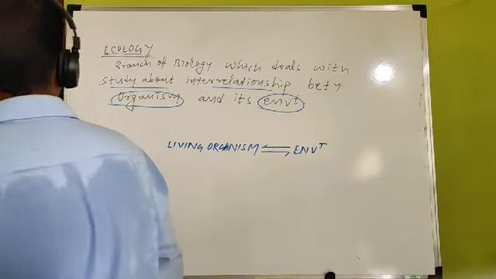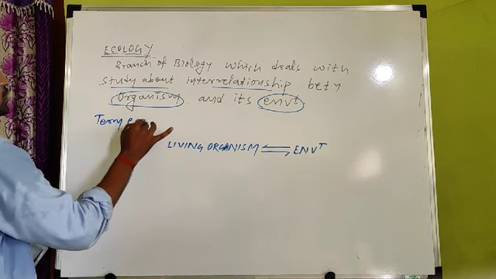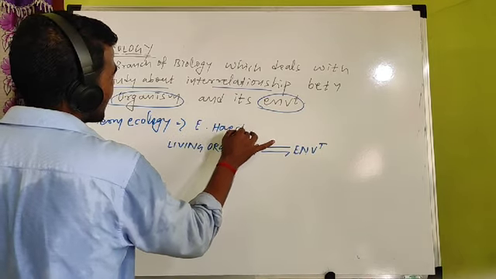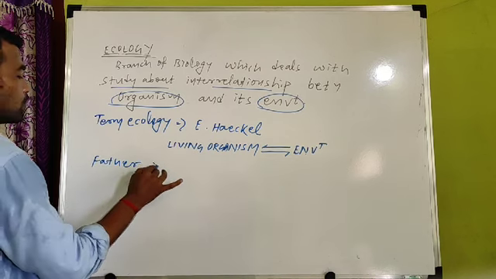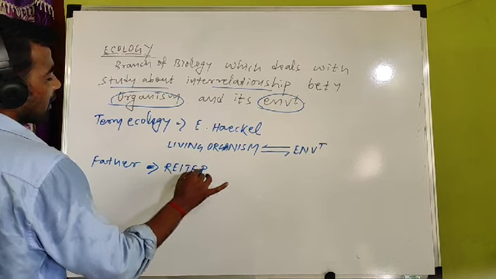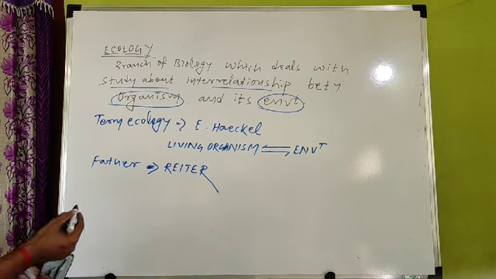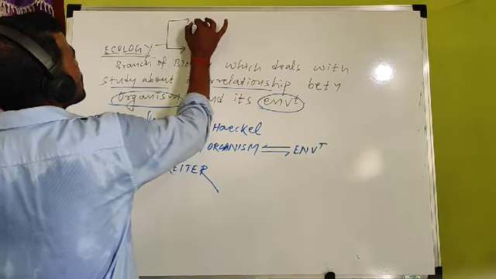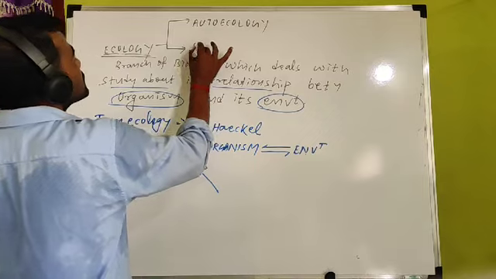This term ecology was given by Ernst Haeckel. And who is the father of ecology? Reiter. The scientist Reiter is known as the father of ecology. And this ecology is again divided into two branches. There are two branches of ecology: one is autoecology, another is synecology.